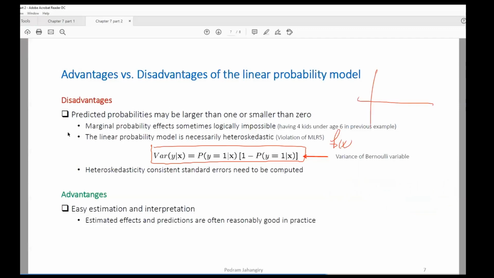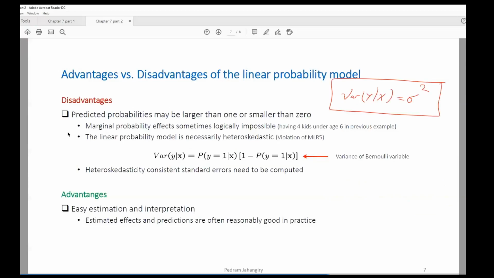So this says that for different values of X, your variance is going to change. We don't like it, right? We wanted to have homoscedasticity. We wanted the variance of Y given X to be constant. But we know for a fact that if Y is binary, the variance of Y given X is not constant. It depends on different values of X. So by construction, the LPM model is violating assumption number 5. If it is violating assumption number 5, it's a disaster, right?